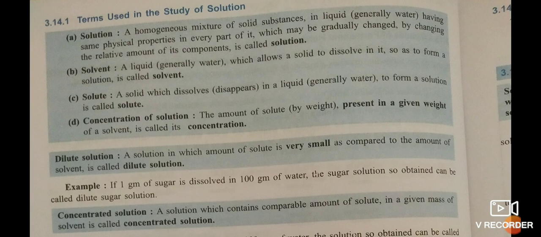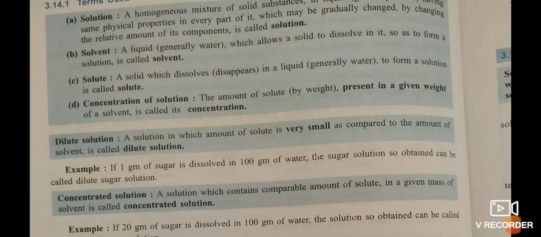Now here in the example which we referred to earlier, in the case of the salt solution, you could have seen that we are using different amounts of salt and different amounts of water. So there is a term which is used to express the amount of solute in a solvent. It is called the concentration of a solution. In simple words, if somebody asks you what is the concentration of a solution, the amount of solute by weight present in a given weight of solvent is called the concentration of the solution.